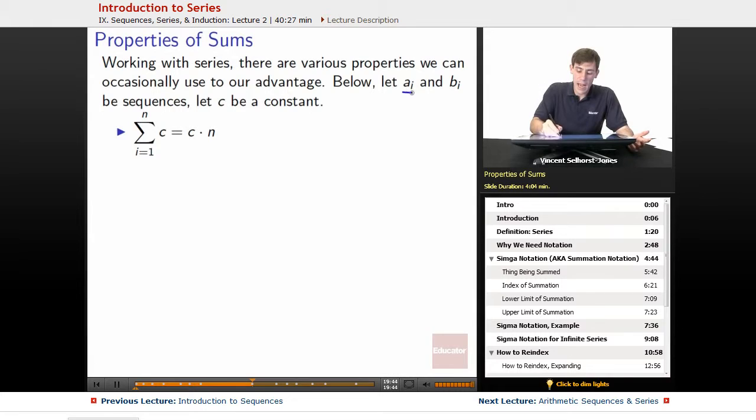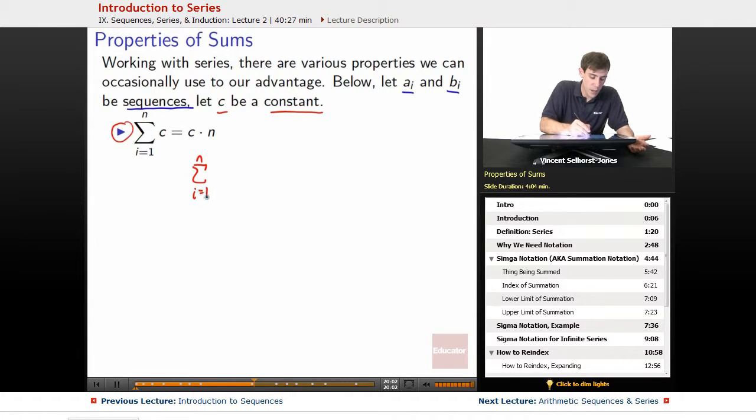Below, let a_i, b_i be sequences. So they're things that are allowed to change, but c will simply always be a constant. Our first one is that the sum from i equals 1 to n of c is equal to c times n. Remember, c is just a constant. So why is this the case? Well, remember, if we had the sum from i equals 1 to n of c, c doesn't change any time because it's a constant. It isn't affected by the index.